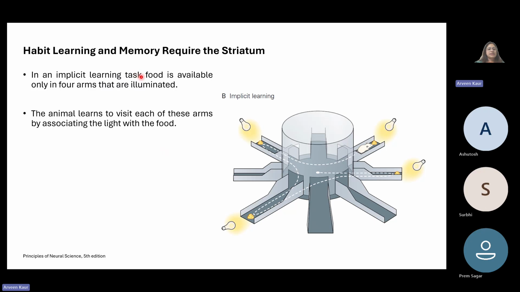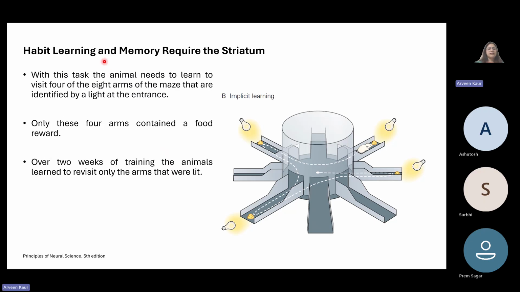In an implicit learning task, food is available only in 4 arms that are illuminated, right? The animal learns to visit each of these arms by associating this light with the food that is going to be provided. With this task, the animal needs to learn to visit 4 of the 8 arms of the maze that are identified by light at the entrance.